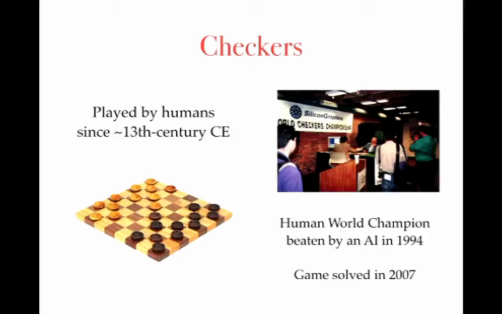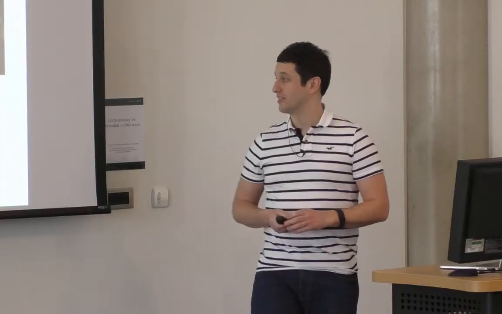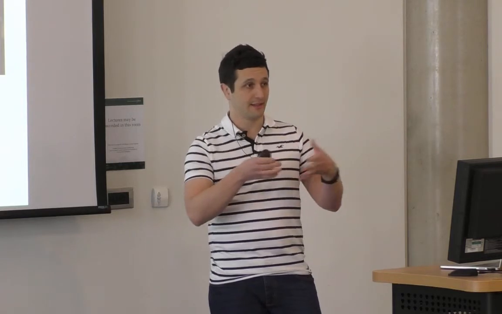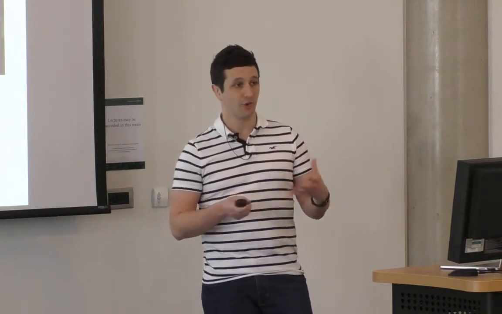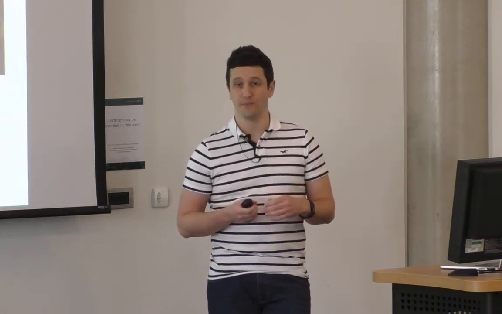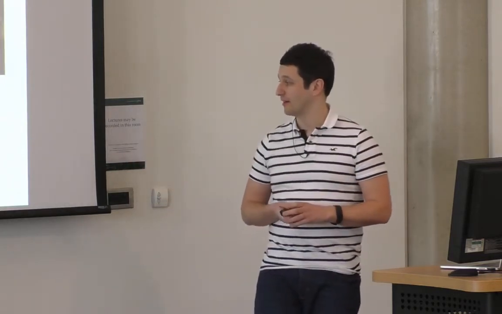Moving on to the 13th century, we've got even easier games, and we started playing checkers. And in 1994, Jonathan Schaeffer's team beat the human world champion, Marion Tinsley. And then later on in 2007, they enumerated every single state and solved the game. Okay, so if both people play checkers perfectly, the game is a draw. And the publication of that result was in a science publication.